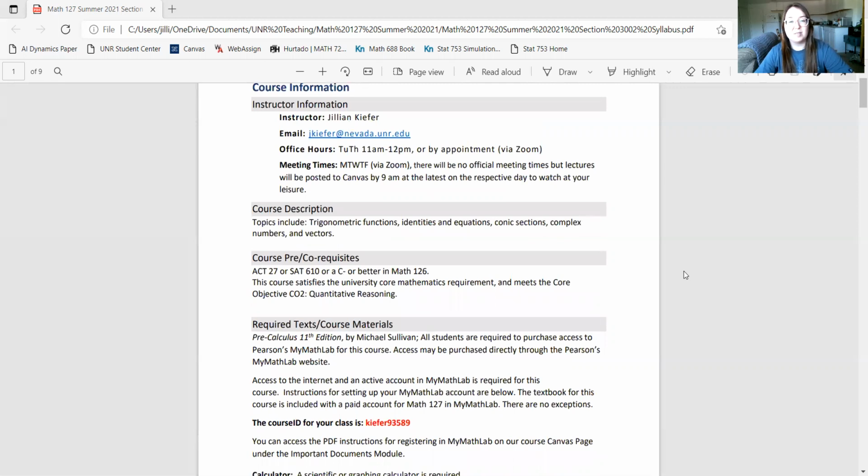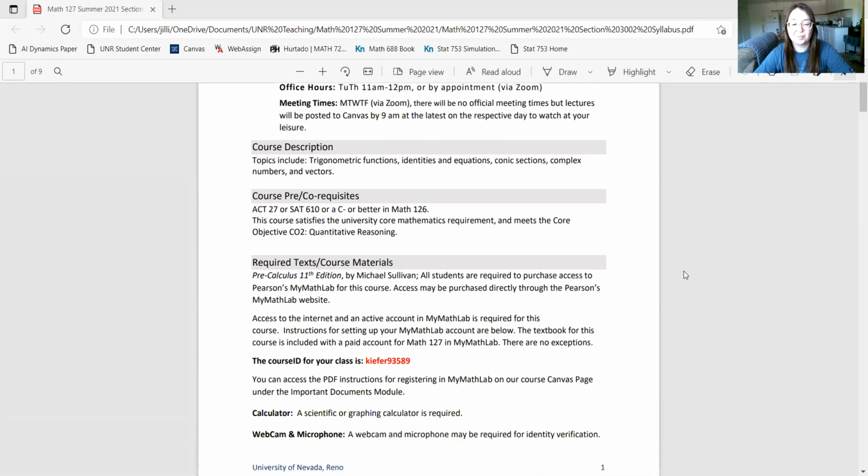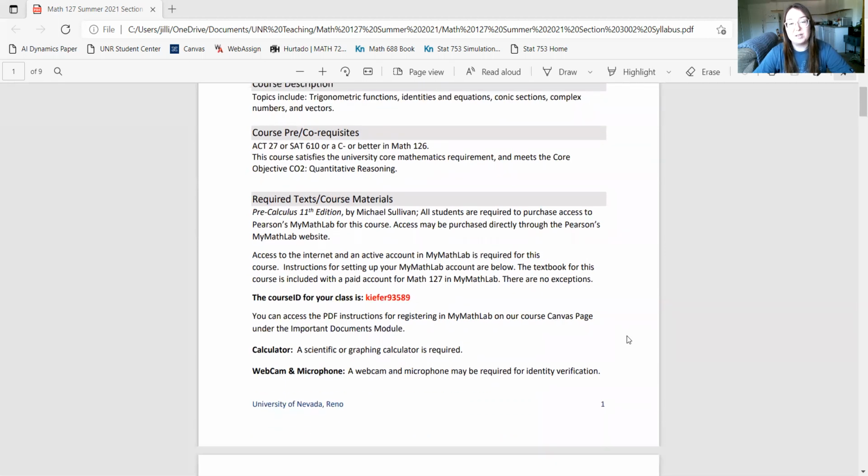So course description, some topics that we're going over would be trigonometric functions, identities, equations, conic sections, complex numbers, and vectors. So those are just a few things that we're going to touch on throughout the summer. If you're in the class, you should have gotten an ACT score of 27 or SAT score of 110 in math, or a C- or better in math 126. That's how you were able to enter our class. So some required texts. The book we're going to be using is just called Pre-Calculus 11th edition.